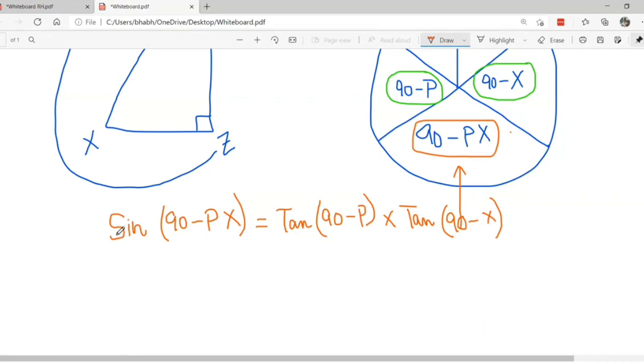Okay, very good. So sine of middle part is equal to tangent adjacent multiplied by tangent adjacent. So this is the first formula. Okay.